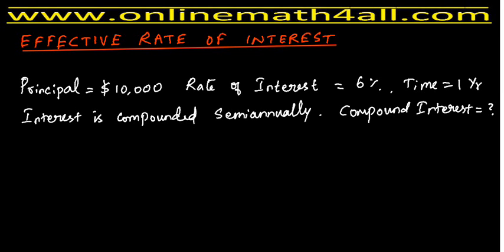Okay, to have clear understanding about the term effective rate of interest, let us consider a problem in the concept compound interest. The principal is $10,000 and rate of interest is given 6% and time period is 1 year. Interest is compounded semi-annually and we have to find the compound interest.